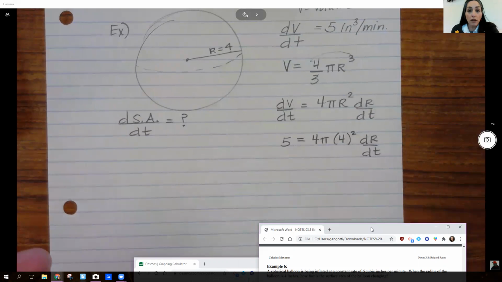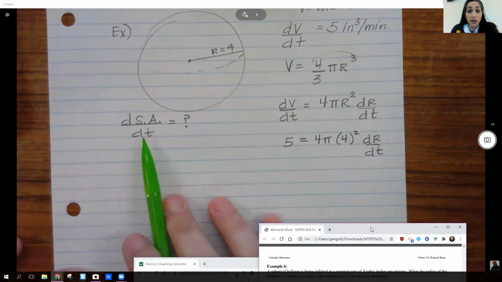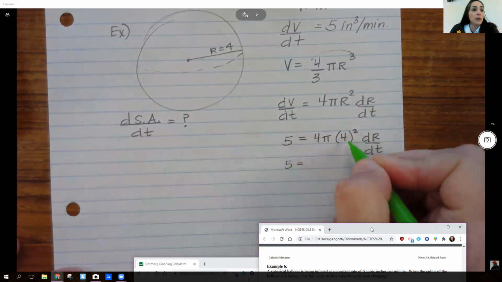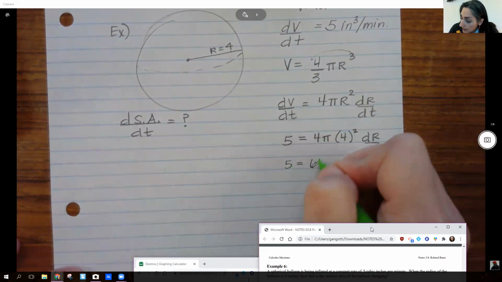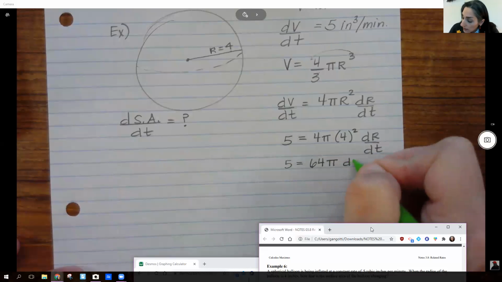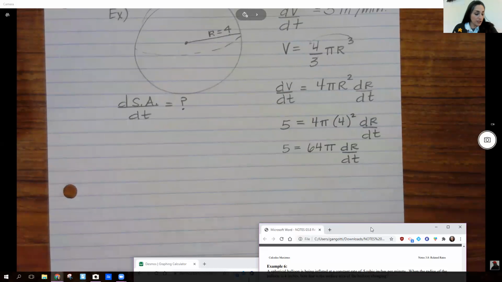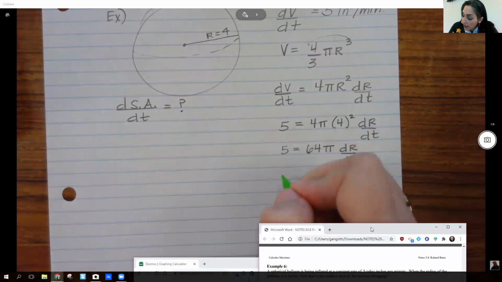I only have one unknown, so I could solve for dr dt, and hey, maybe I'll need it. I'm definitely going to need it over here for the surface area. So this is going to be 5 times, what's this, like 16 times 4, 64. So this is 64 pi dr dt, like that. And then you got to get the dr dt by itself, so divide.